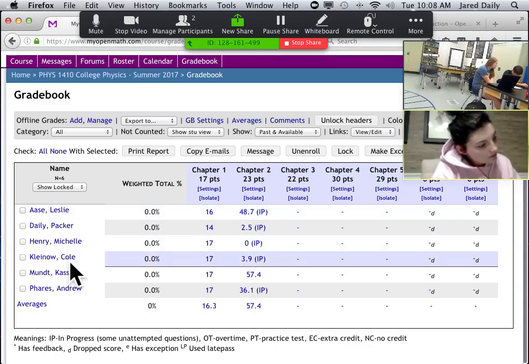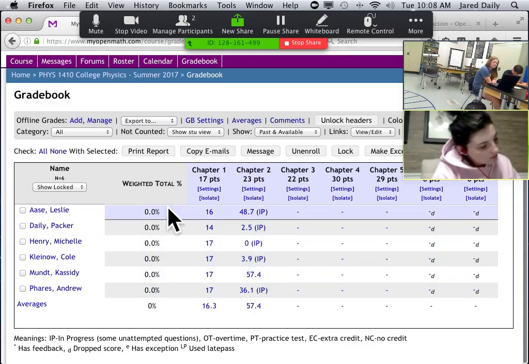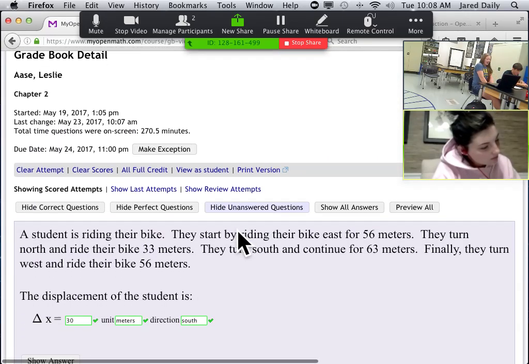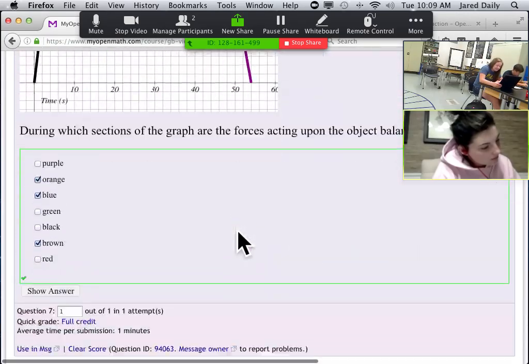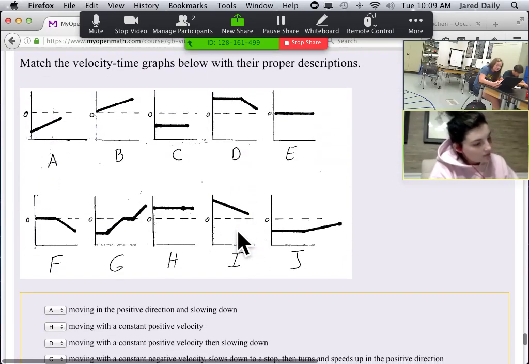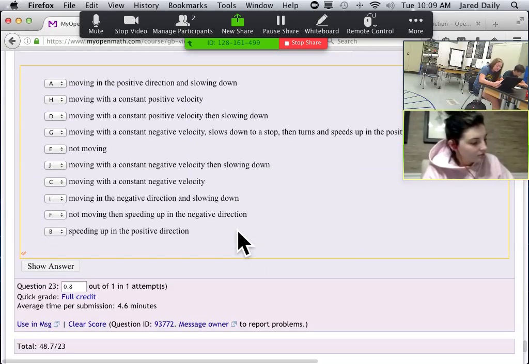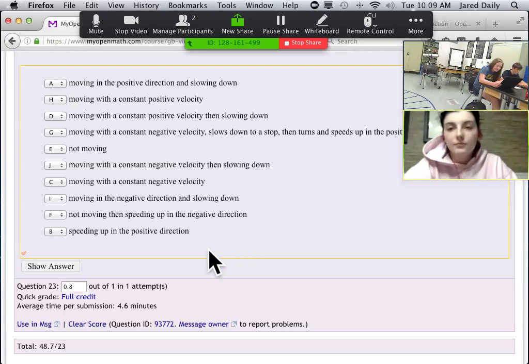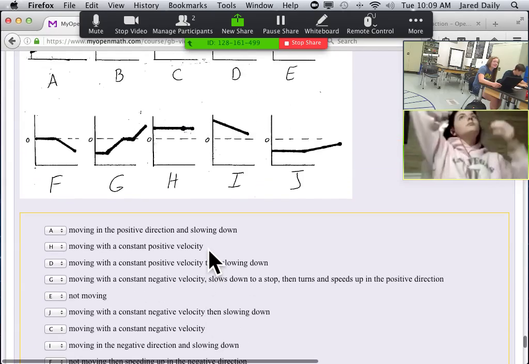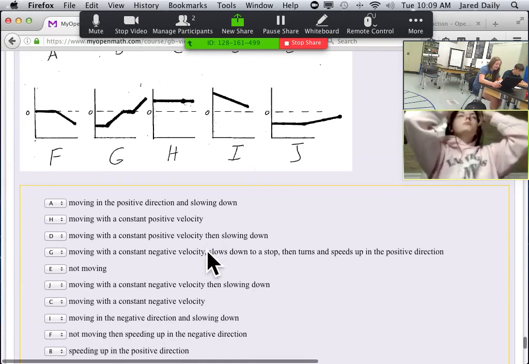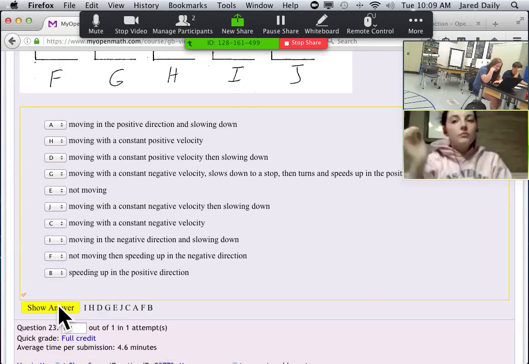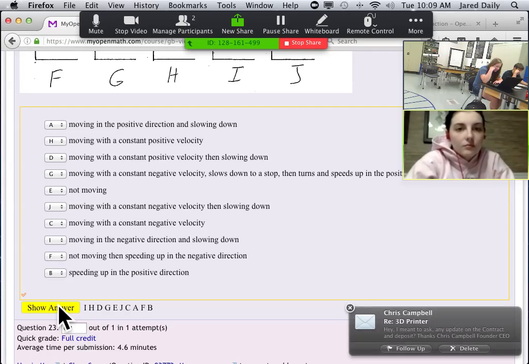Chapter 2. Number, which one is it? 23? Huh. It's not telling, it's grading it all as one for me as well. Let's see. Well, let's take a look at it. So, actually, I can see which one you got wrong.